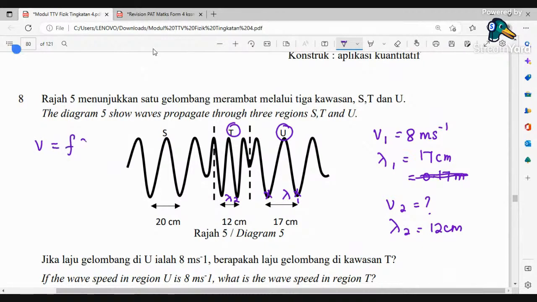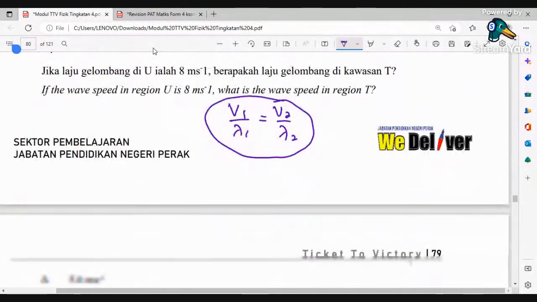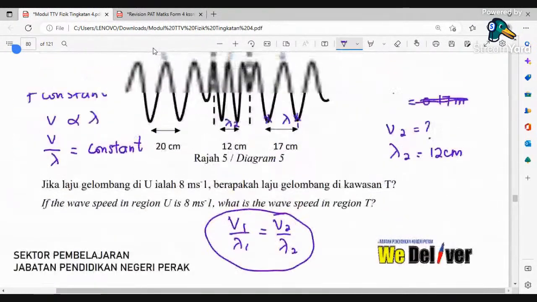v equals f lambda. The wave travels in U and T with the same frequency, so f is constant. So we get v directly proportional to lambda. When v is directly proportional to lambda, if you take the ratio of v over lambda, you get a constant. So v1 over lambda 1 equals v2 over lambda 2. The ratio is constant. Use this formula to calculate.